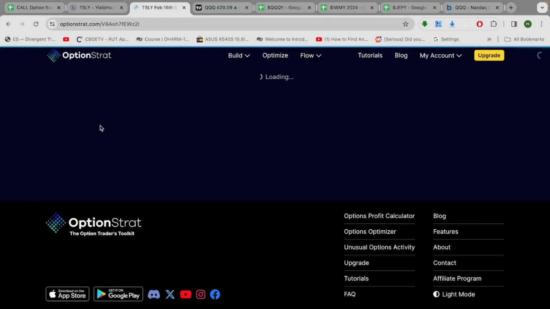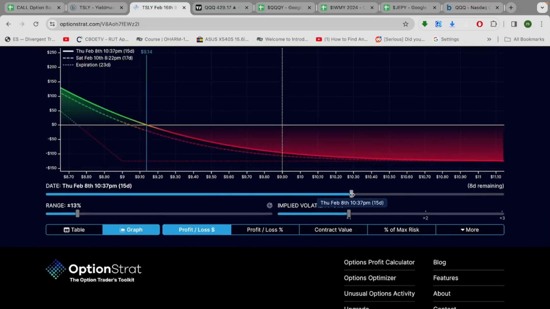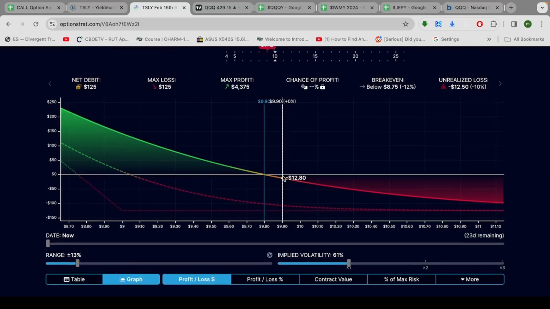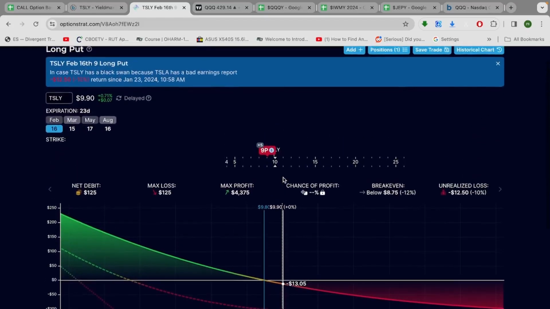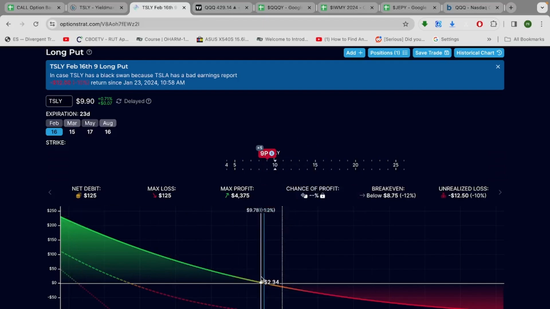So let's look at the trade itself. All right, here's the trade's profit graph at expiration, but here's the profit graph right now. This is the price that Tesla is at right now, $9.90. So right now this trade's about $12 underwater. We paid 25 cents for it yesterday, and the bid's 20, the ask is 25. But anyway, look at this.